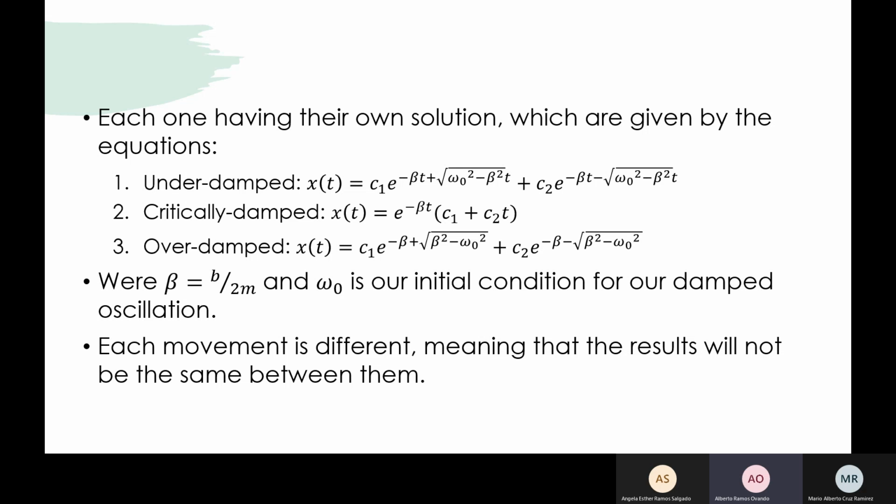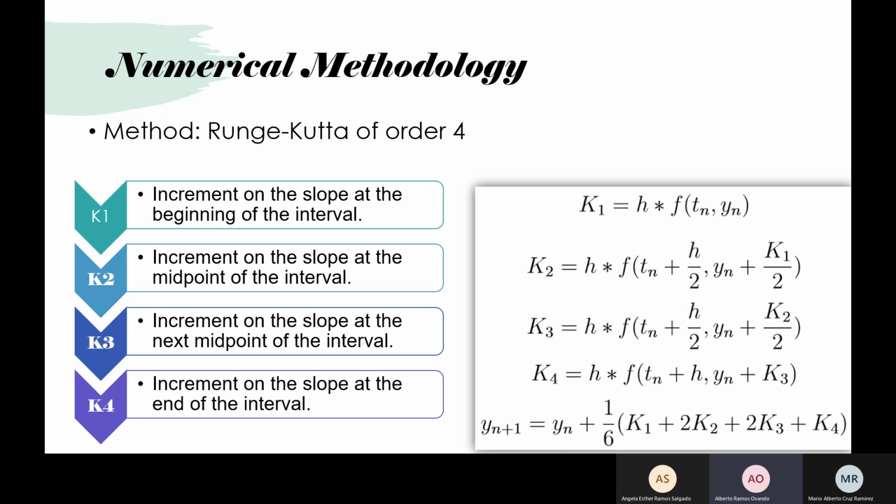For this, we decided to use the Runge-Kutta method of order 4, which uses the values of the graph for a much better approximation, using the increment of the slope at the beginning of the interval, the increment of the slope at the midpoint of the interval, then the increment at the midpoint again, and then the increment of the slope at the end of the interval. With these, we can have a better graph-centered analysis of our approximation.